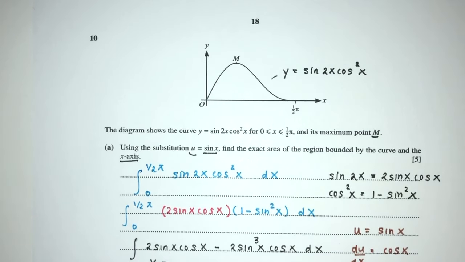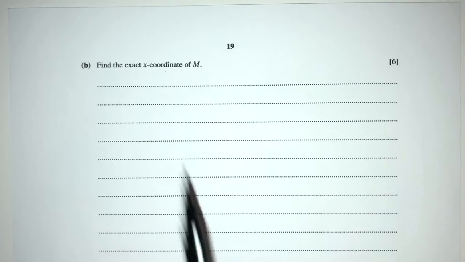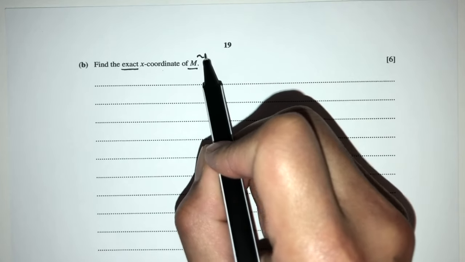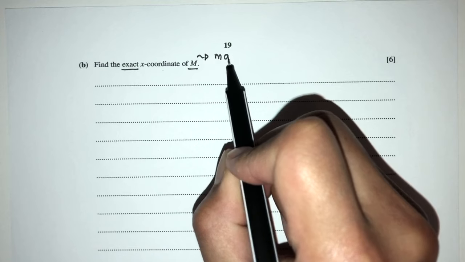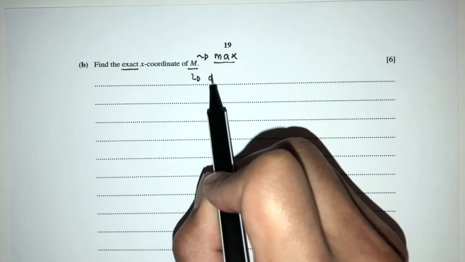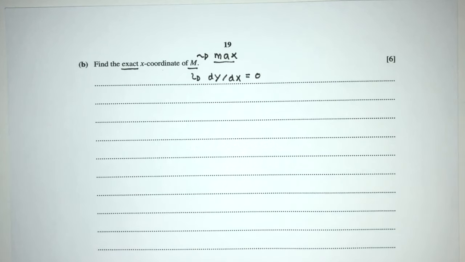Now this is part A of the question. Okay? Now let's move on to part B of the question. So part B, again, we have to find the exact x coordinate of M. So let's see. We know that M is the maximum point. At the max point, or at the stationary point, what do we know? We know that dy by dx has to be 0. So that's the first thing we have to think about.